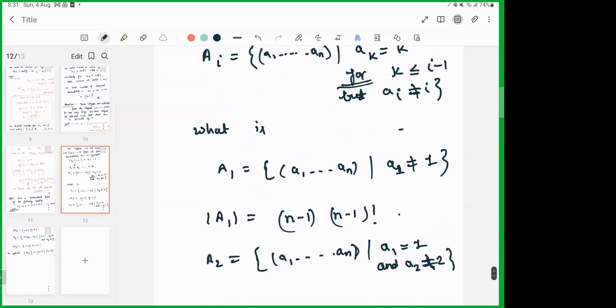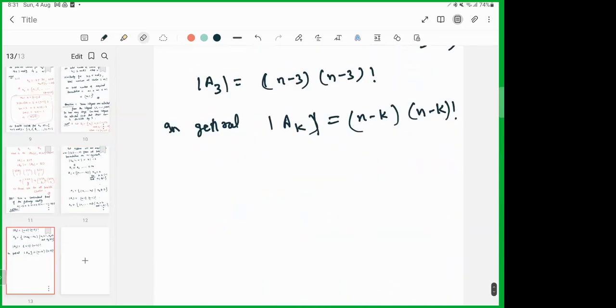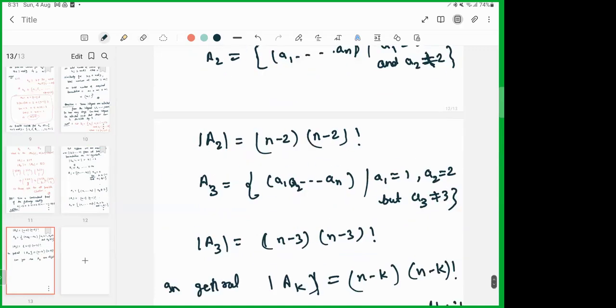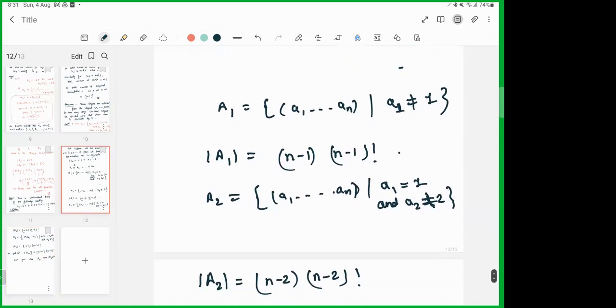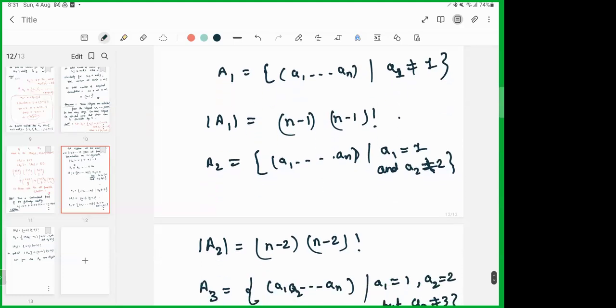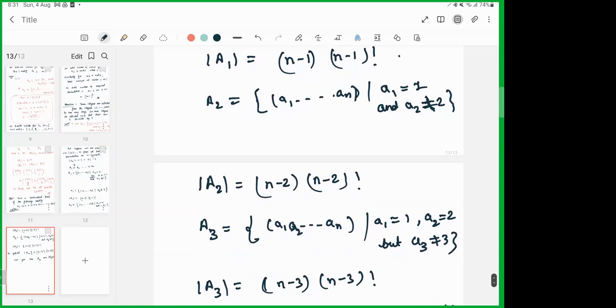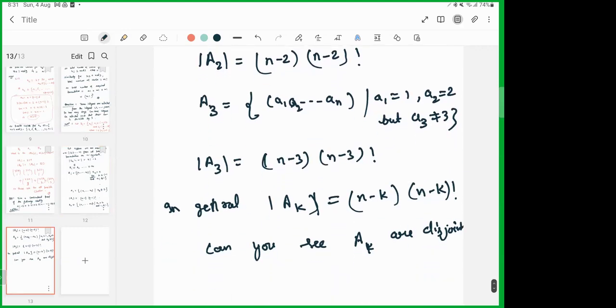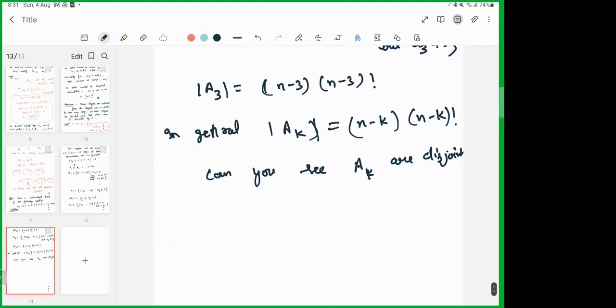Is it clear or not? Yes, it's clear. So now can you see these sets are disjoint and all that? A1, A2. Okay, let me write. Can you see? Ak's are disjoint. Because every set differs in one position. Give me some mathematical explanation.